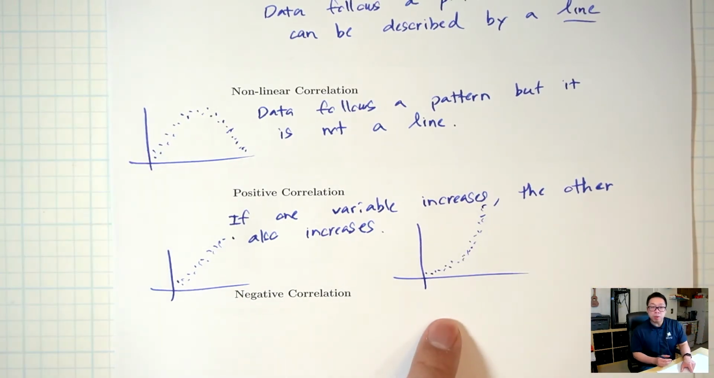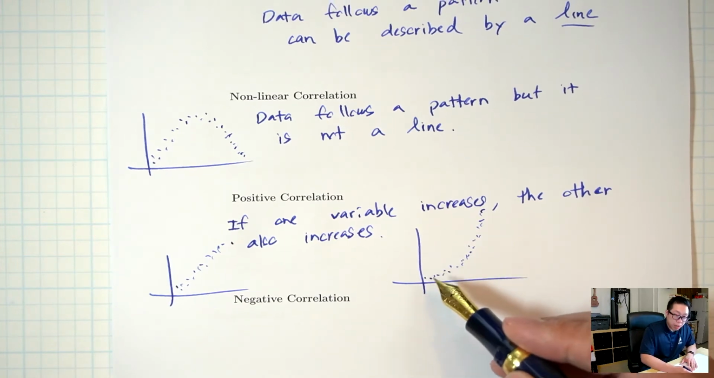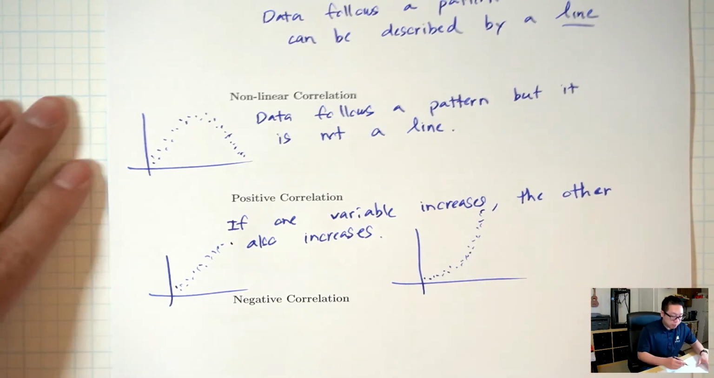Okay, that's an example of a positive correlation that's not a line. So this is a nonlinear correlation that's positive.